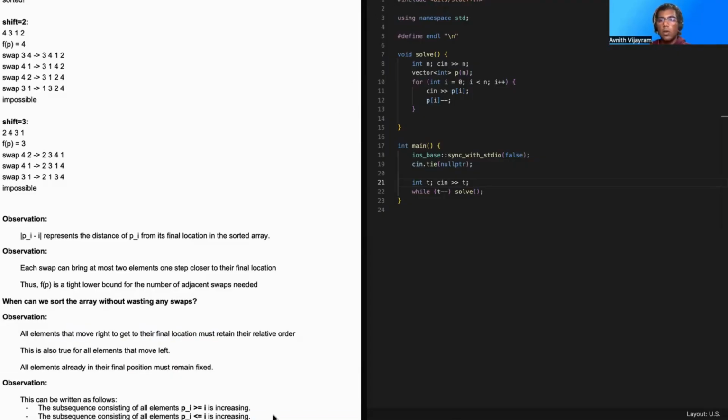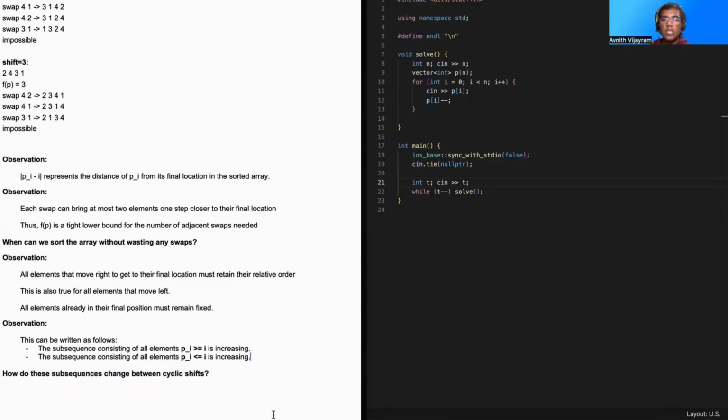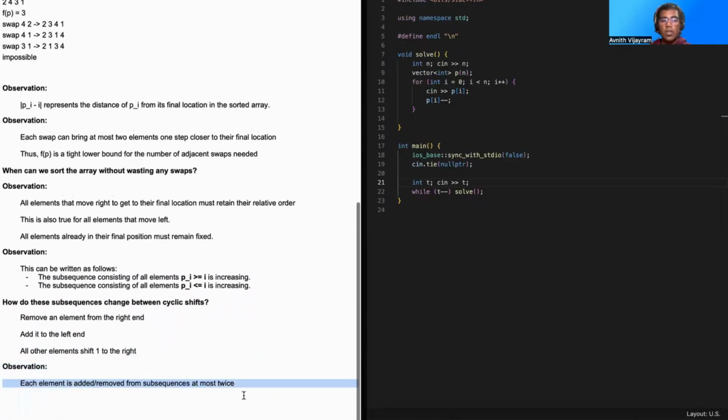Okay. So now we know how to find the answer, at least for one permutation, but we want to find the answer for all cyclic shifts of that permutation. One thing we can do is think about how these subsequences, which we've described here, change between cyclic shifts. In a cyclic shift, we're essentially removing an element from the right end of the array and adding it back to the left end. And every other element is going to be shifting one to the right. So we can notice that each element is going to be added or removed from a subsequence at most two times, right?